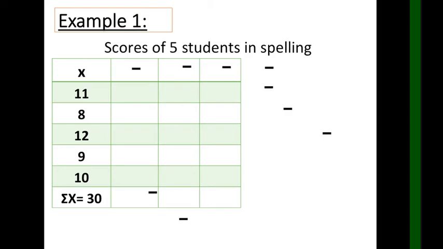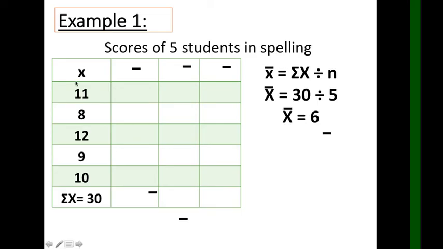Next, we need to get the mean. So it has a connection with the mean deviation, if you can see. So we have mean equals summation of x divided by n. The total number of n is 5. So let's count. 1, 2, 3, 4, and 5. So 30 divided by 5 is 6. So we need to put mean and then put 6 here.